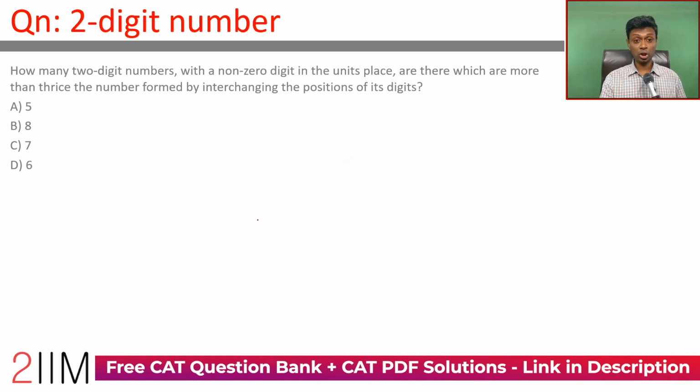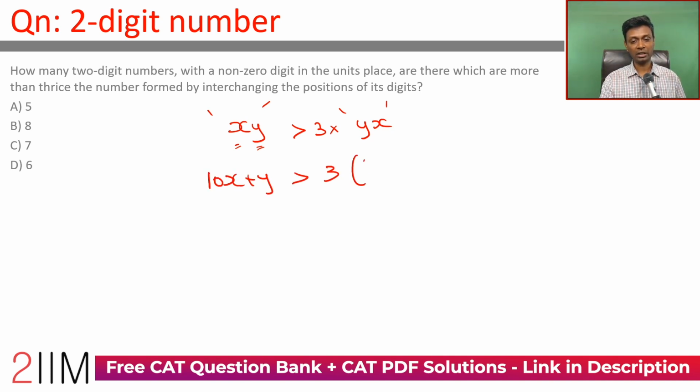How many 2-digit numbers with a non-zero digit in the units place are there which are more than thrice the number formed by interchanging the positions of its digits? XY, YX. We're told this is not 0. This is definitely not 0. Otherwise, it won't be a 2-digit number. The 2-digit number XY is greater than 3 times the 2-digit number YX. Or 10x plus y is greater than 3 times 10y plus x. 10x plus y is greater than 30y plus 3x.